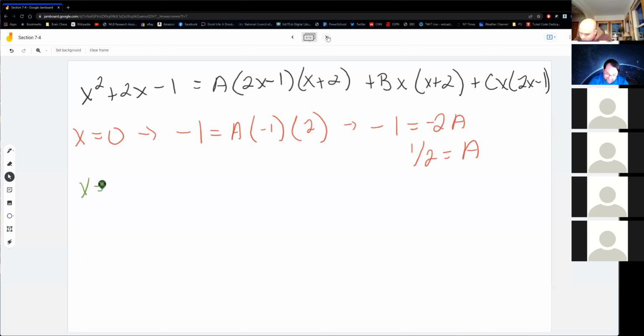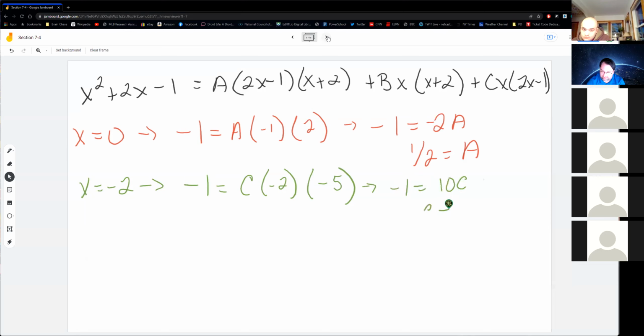Next one I'm going to plug in is -2. So on this side, I get 4 minus 4, or actually I also have, this is also -1. And then I have C times -2 times -5. So I get -1 equals 10C. So C equals -1/10.